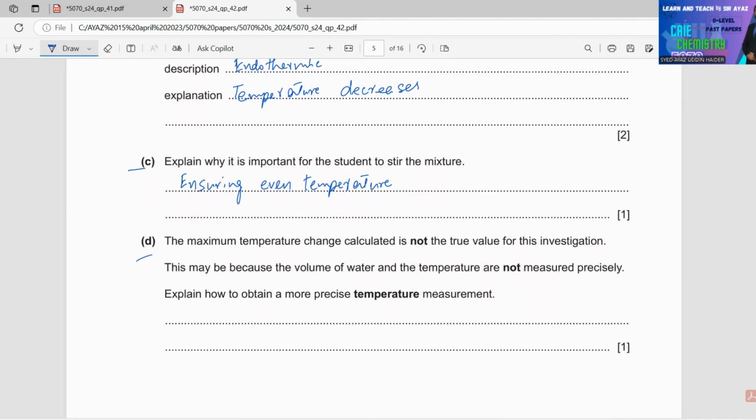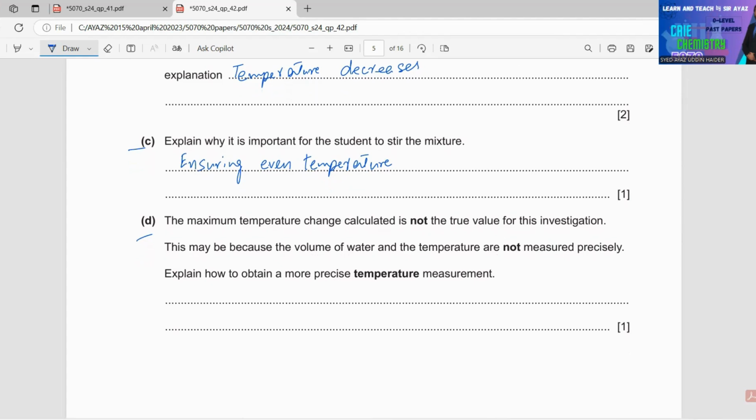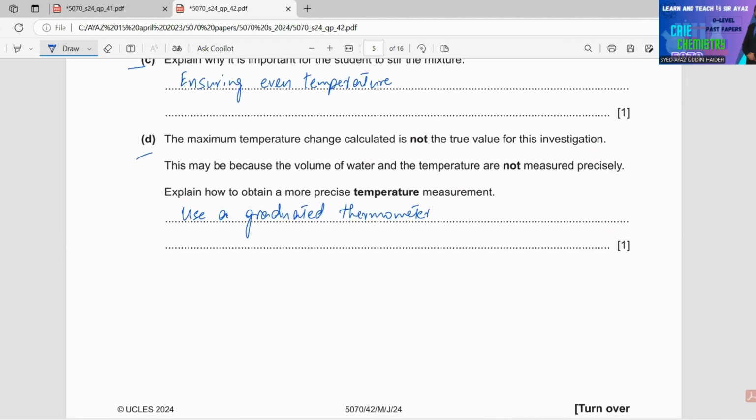Part D, the maximum temperature change calculated is not the true value for this investigation. This may be because the volume of water and the temperature are not measured precisely. Explain how to obtain a more precise temperature measurement. So definitely you have to use a graduated thermometer for this purpose. In this way, you will get the more precise temperature measurement.